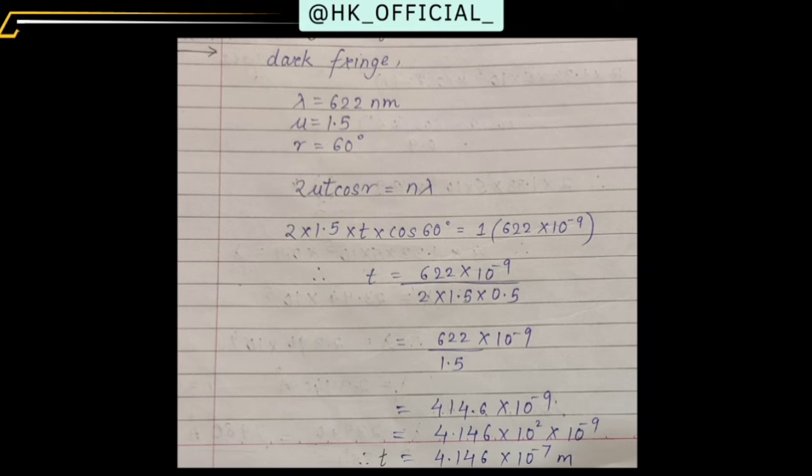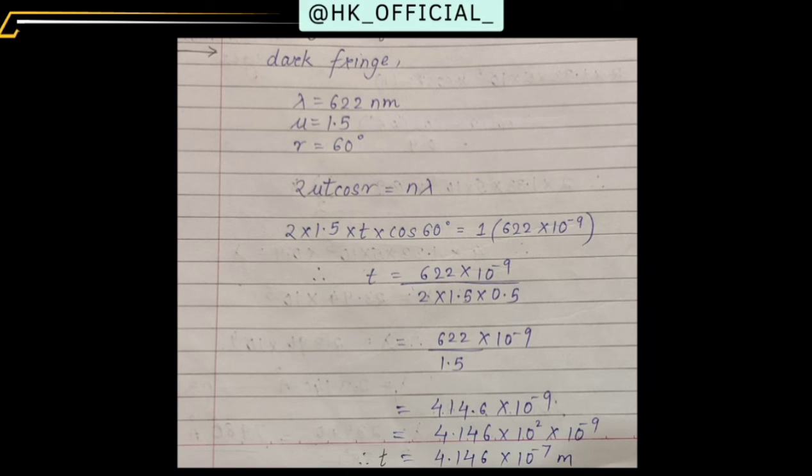So here what will happen? You have to use Snell's law. That is sin i upon sin r is equal to mu, like that. Then from that you have to calculate r. Okay, so that you have to consider. But here in this numerical, r is given directly, so we will put it directly into the formula. So here 2 mu t cos r is equal to n lambda. I hope you remember from where it has come. It is the condition of minima. Keep 2 as it is.